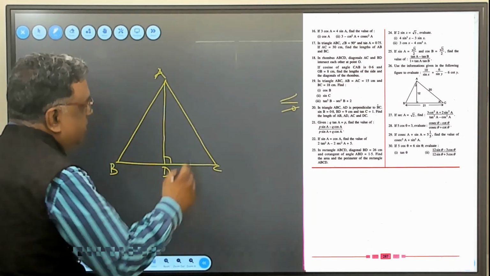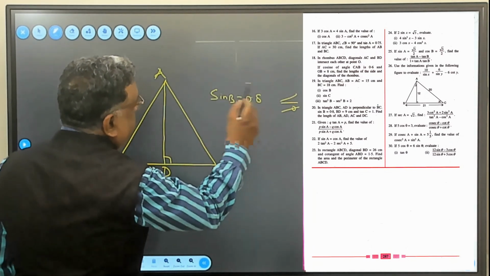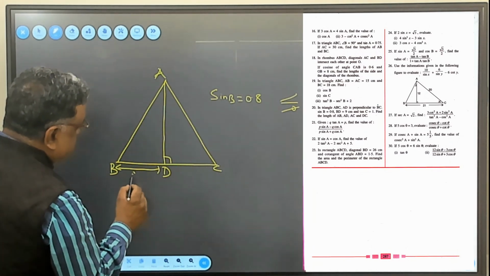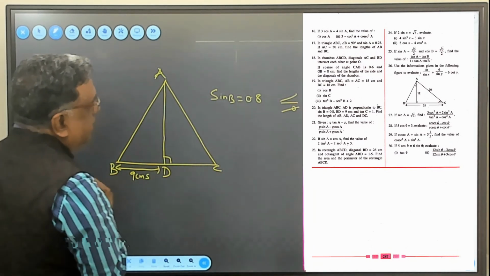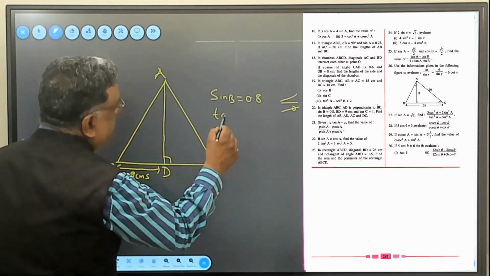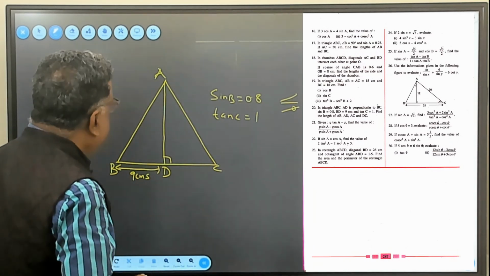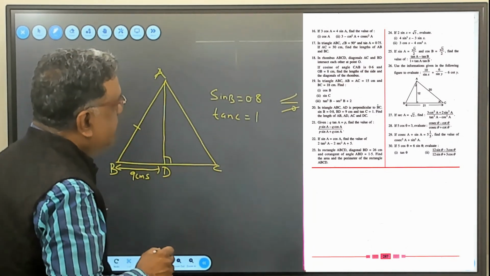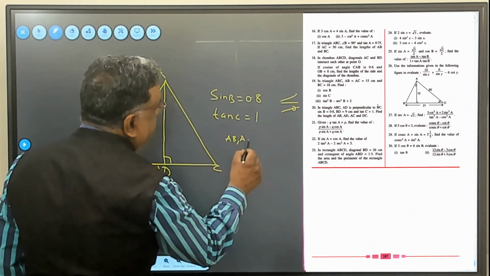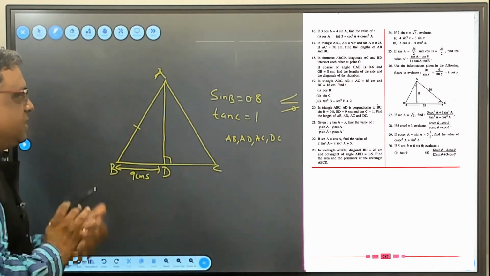Sine B is 0.8. BD, that is this, is 9 centimeters. Tan C is 1. Find the lengths of AB, AD, AC, and DC. Okay, let's try to find out.